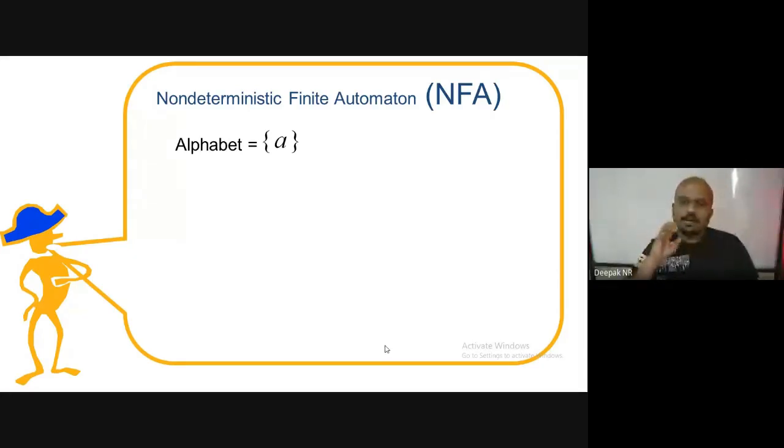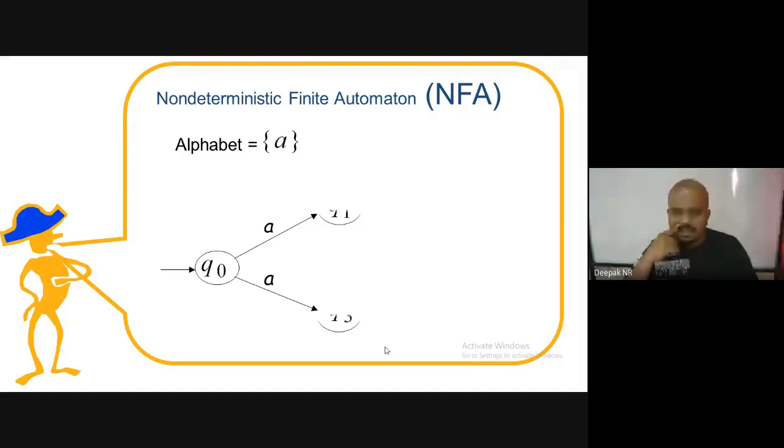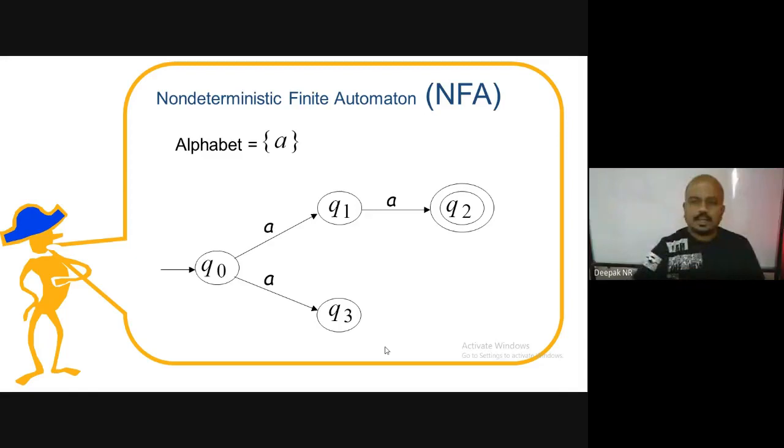Here, I'll be taking a set of alphabets, and currently, to brief you with a good example, I'm taking only one alphabet, A. Currently, I'll be starting with a state called Q naught. If I use the symbol A, I'm going to two states called Q1 and Q3. Then in Q1, I use an A, I'm going to Q2. Just assume this as my example.